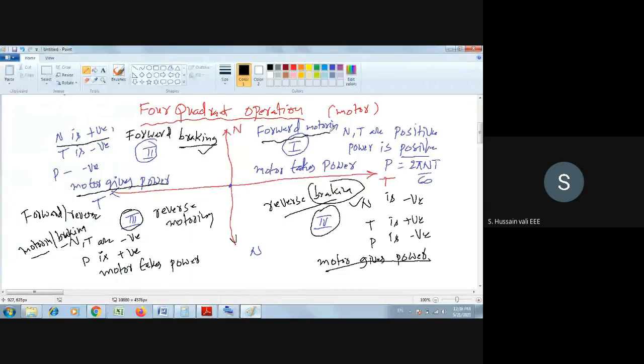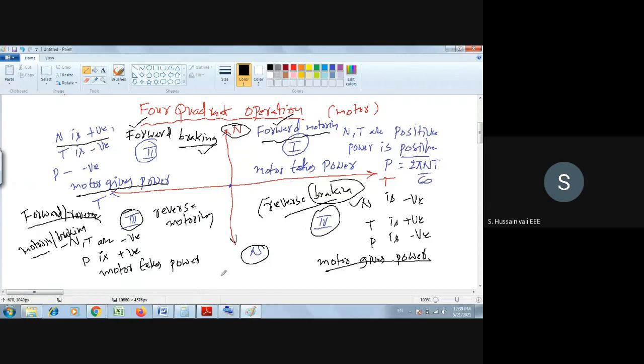Another thing is what is meant by forward and what is meant by reverse. You find forward motoring and reverse motoring, forward braking and reverse braking. When do you find the word forward? In the first and second quadrants. When do you find the word reverse? In the third and fourth. So what is common in 1 and 2, and what is common in 3 and 4? In 1 and 2, speed is positive, whereas in 3 and 4, speed is negative.